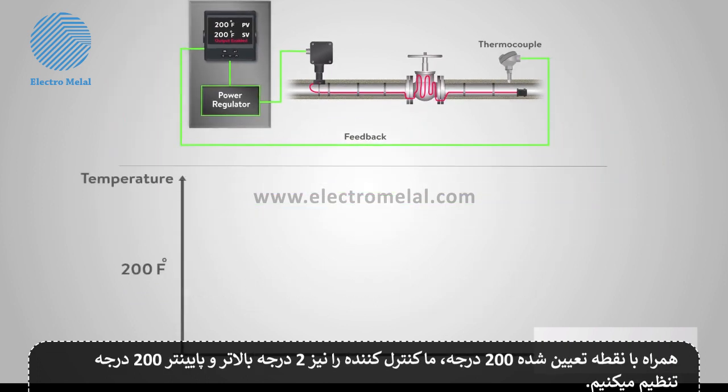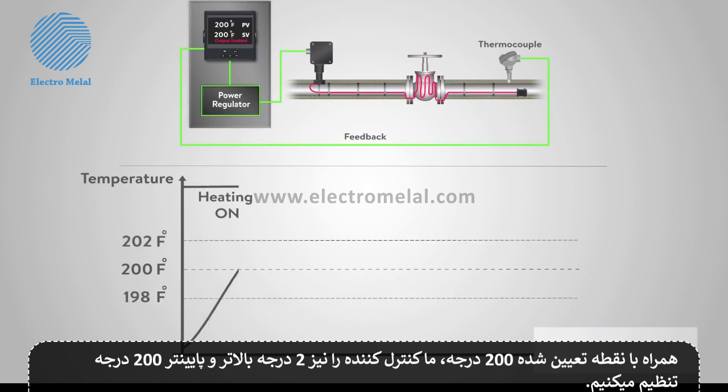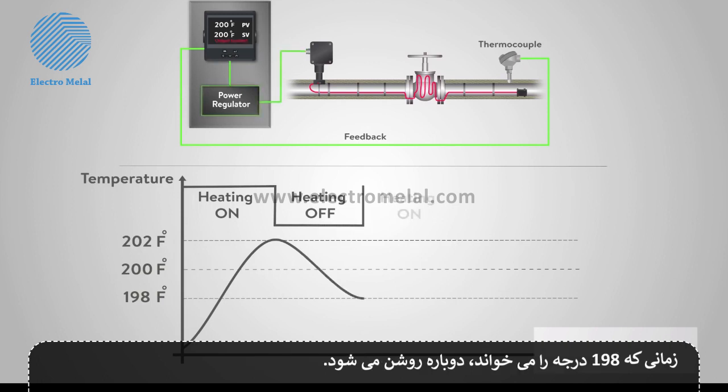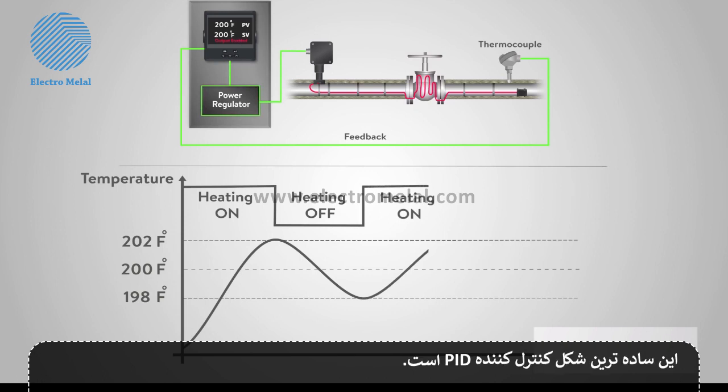Along with the set point of 200 degrees, we will set the controller at a couple of degrees above and below 200 as well. When the thermocouple reads 202 degrees, it will turn the heat tracing off. When it reads 198, it will turn it back on. This is the simplest form of PID control.